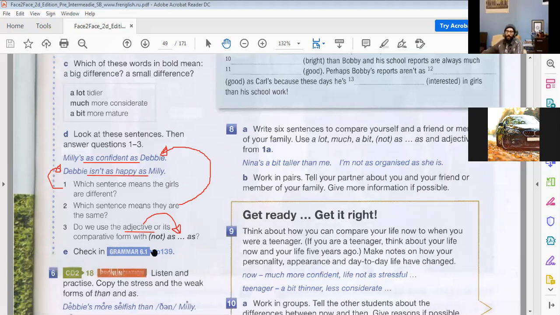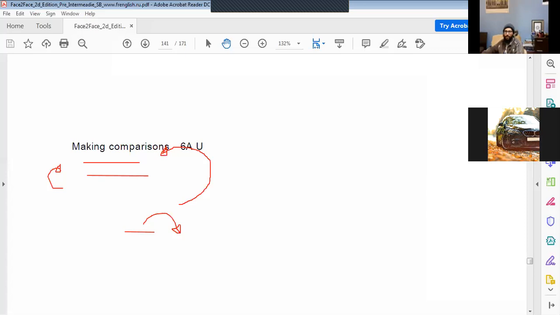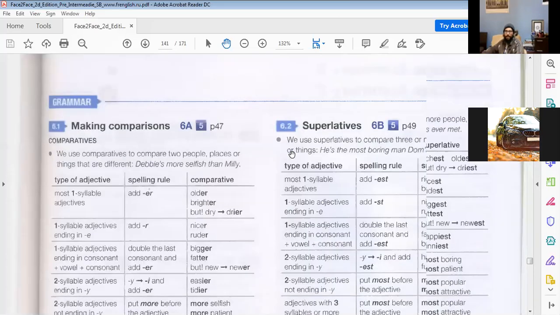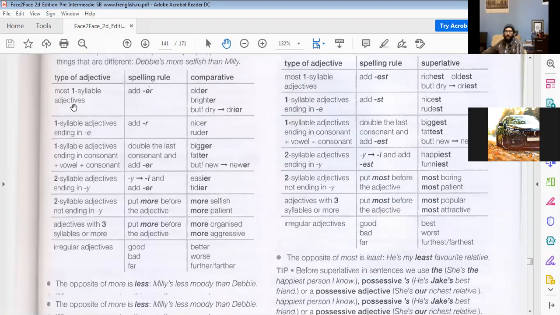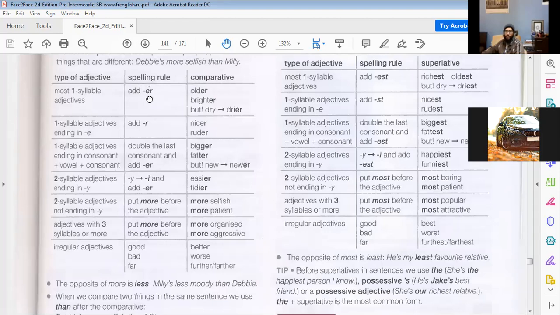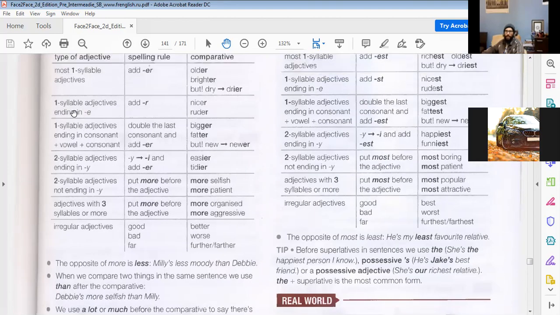Now let me show you the summary so we can check. Let's see if we have any tips. We'll see if there are any notes to talk about. So let's take a look. Okay, this is the table we have from elementary, the same story. So with one syllable adjectives we put just ER. Old, older, bright, brighter, dry, drier. Okay. Here it says if the adjective ends in E, nice, we add just R. Nice, nicer, rude, ruder, right?